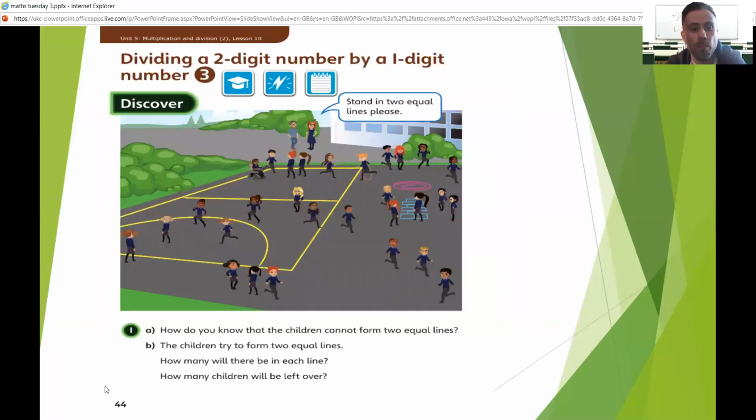All right, we're going to have a go at 1B now. The children tried to form 2 equal lines. Well done for trying, guys. How many will there be in each line? And how many children will be left over? So remember how many children there were? There were 29 children, and they're going to try and form 2 equal lines. All right, so I want you to have a go at that one. How many will there be in each line? And how many children will be left over? Pause the video, have a go.